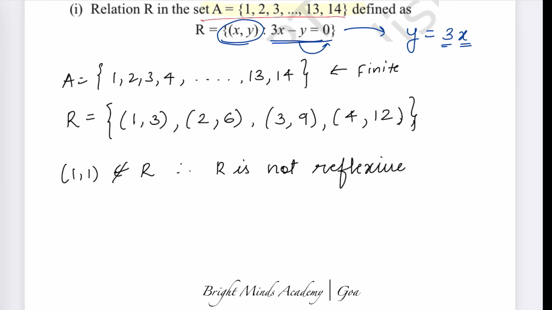Next, for symmetric, we can just take randomly any element. We have 1 comma 3 which belongs to R, but we have here that 3 comma 1 does not belong to R, therefore you can say that R is not symmetric.